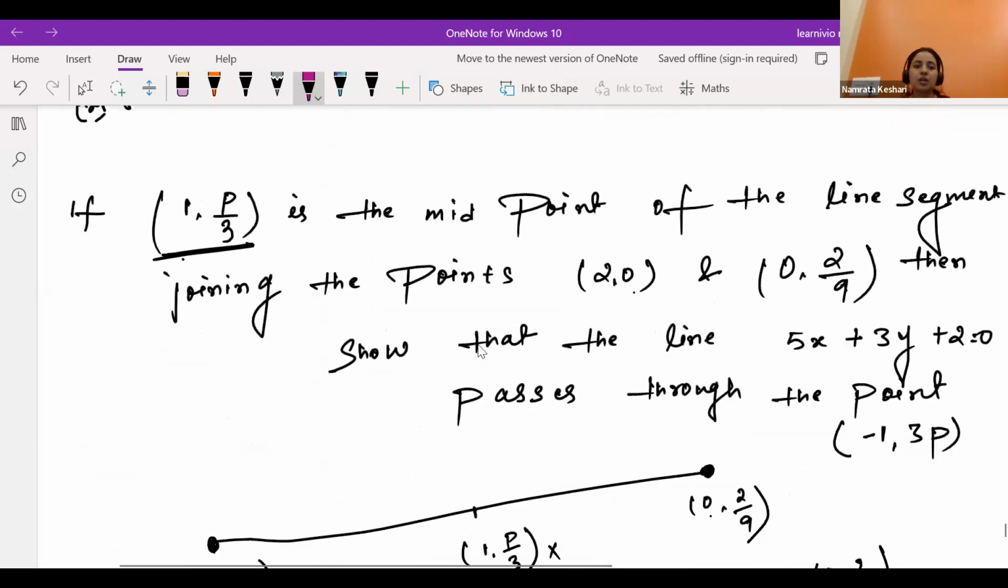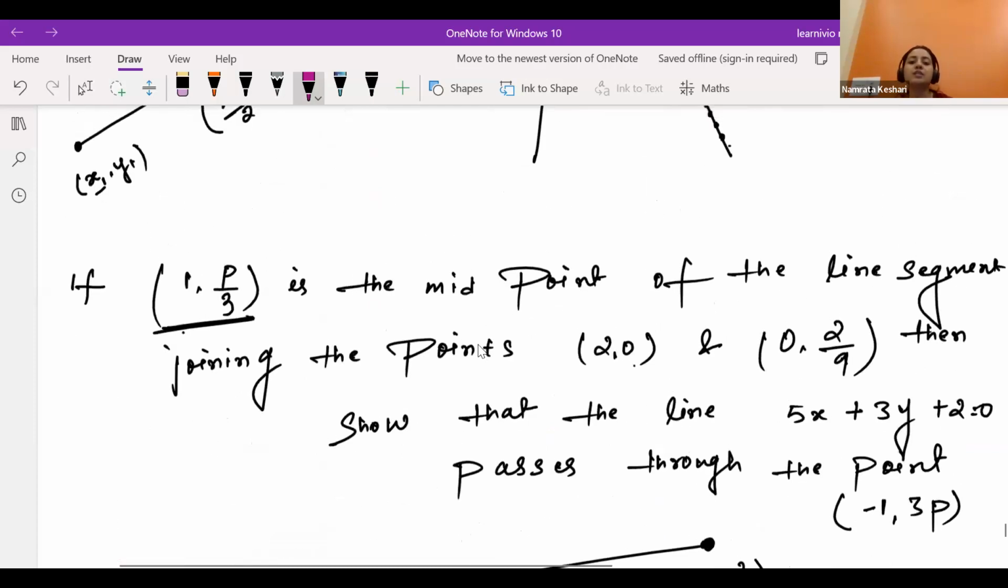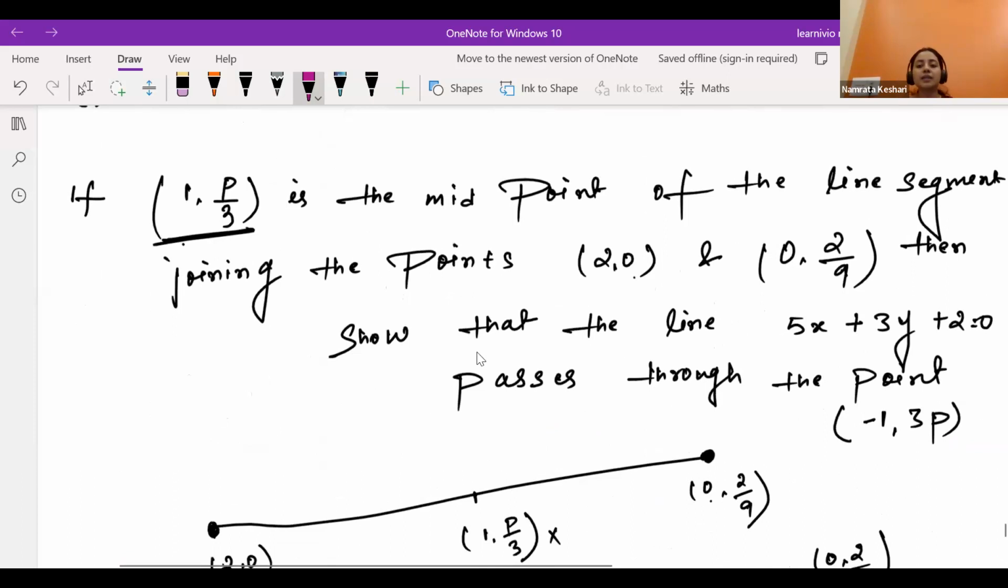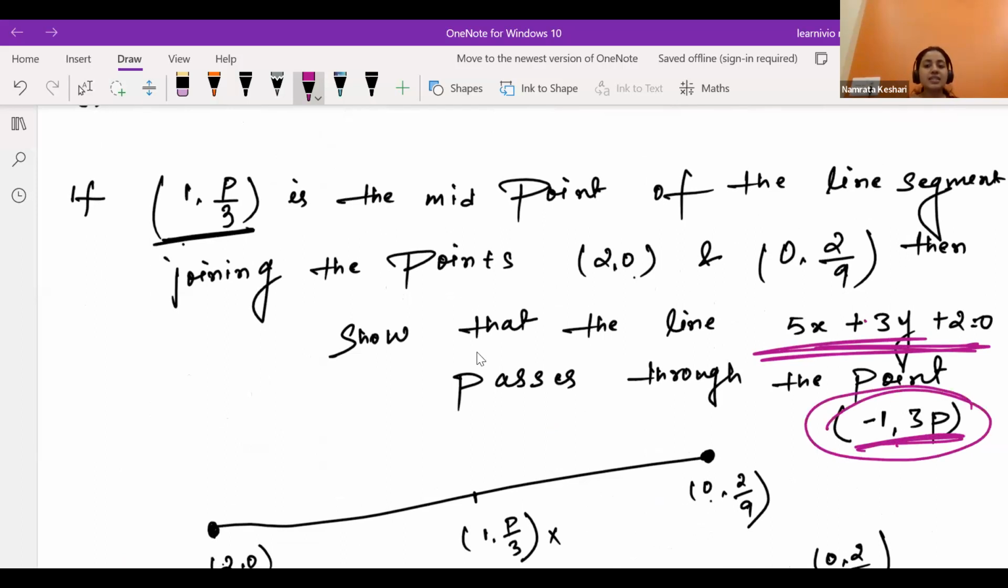Let's read the question. If this is the midpoint of the line segment joining these two, then show that this line passes through this point. If this line passes through this point, then this point must satisfy this equation. Yes or no? Okay, and with the p value, what is the point? Point is minus 1 comma 3p, but p we know is 1 by 3. So the coordinate which is minus 1 comma 3p is nothing but minus 1 comma 1.